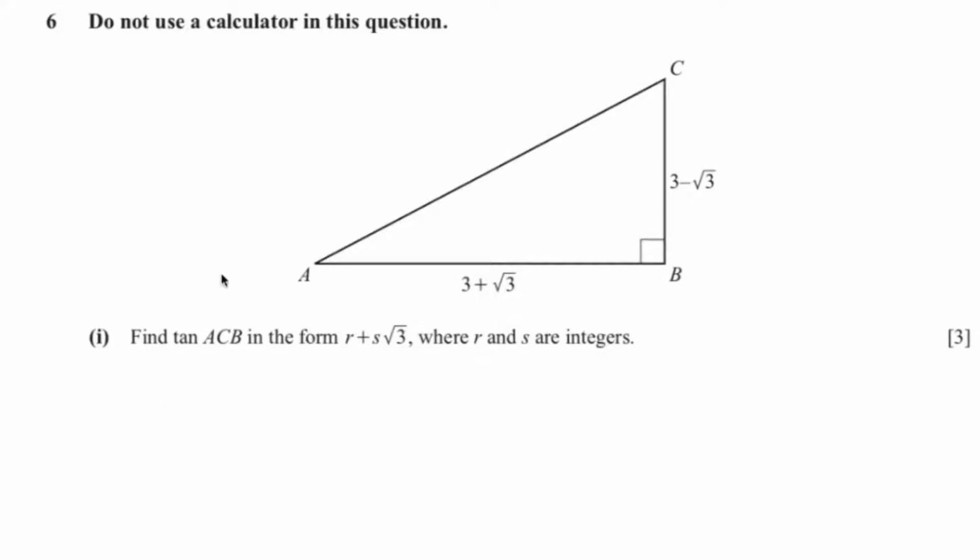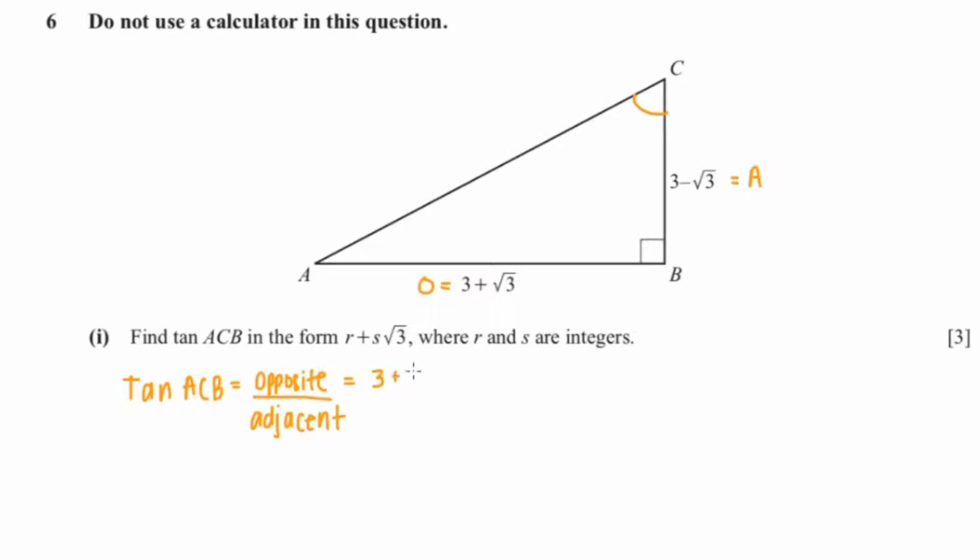This question is asking us to find the tangent of ACB in the form of r plus s root 3. So the tangent of ACB would equal the opposite over the adjacent. So C is right here. Therefore, our opposite is 3 plus surd 3, and our adjacent is 3 minus surd 3.